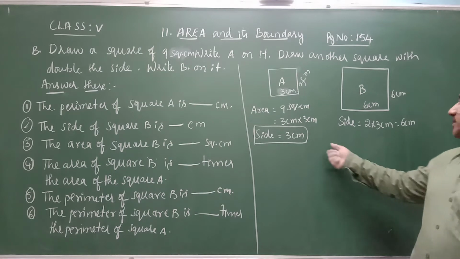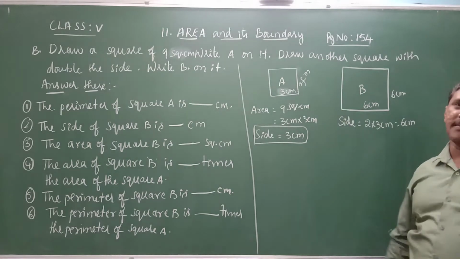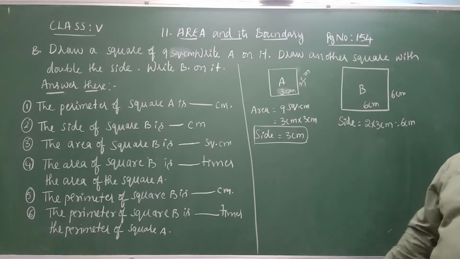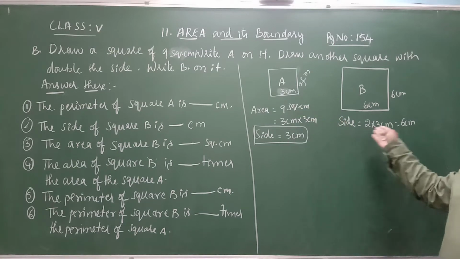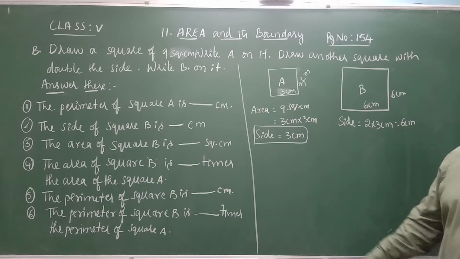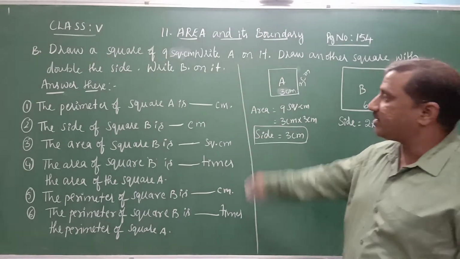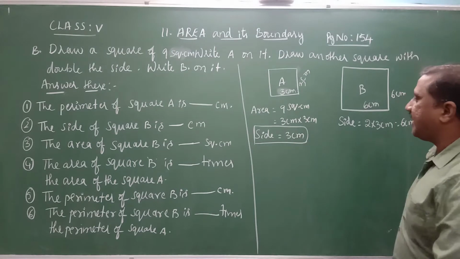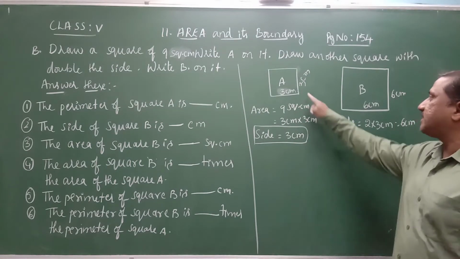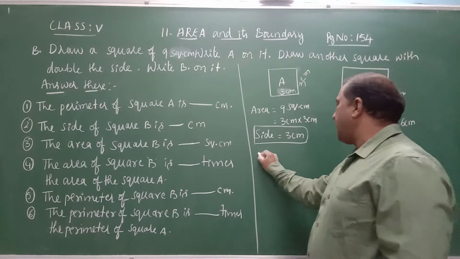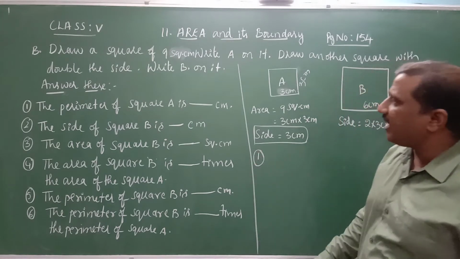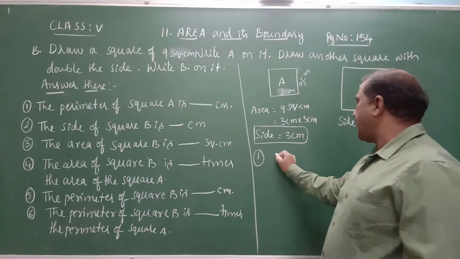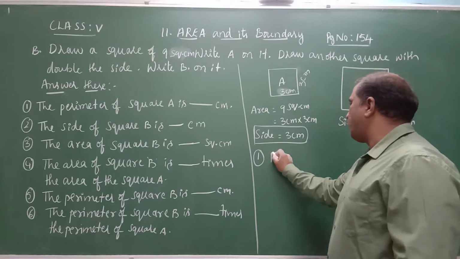Now we know the side of square A is 3 centimeters. The side of square B is double, meaning 2 times. It is 2 into 3, which is 6 centimeters. Now here we have 6 questions. Answer these questions. The perimeter of square A is dash centimeters. This is square A. First question: the perimeter of square A is dash centimeters.